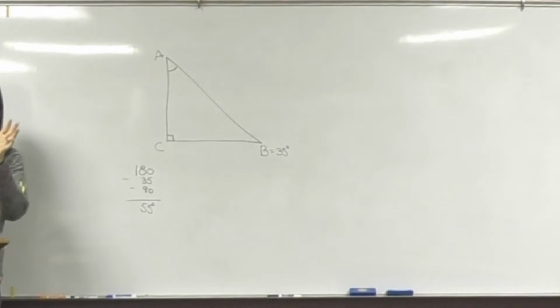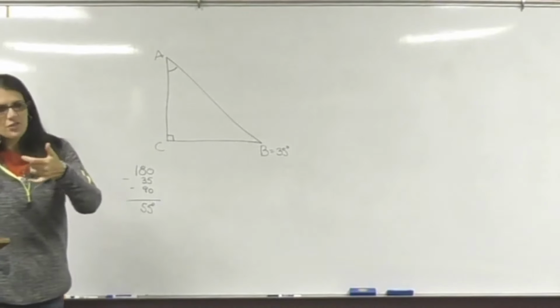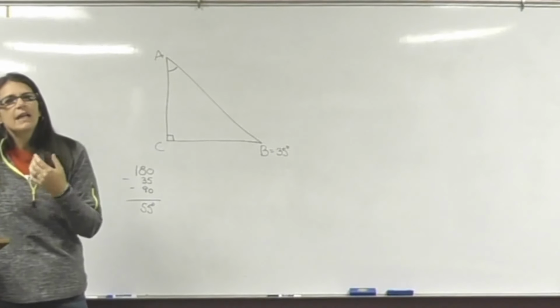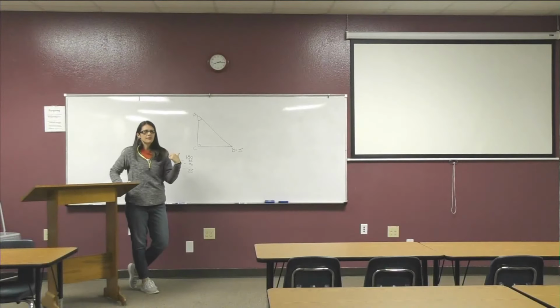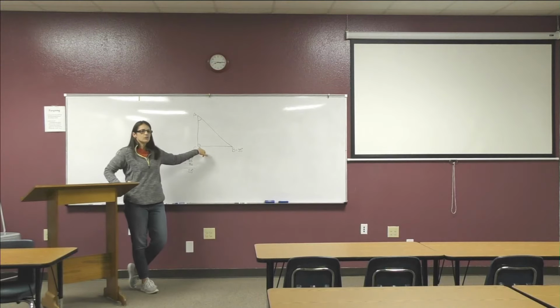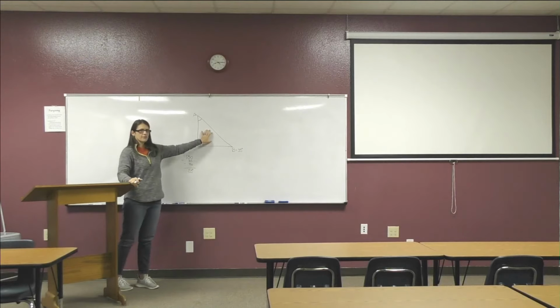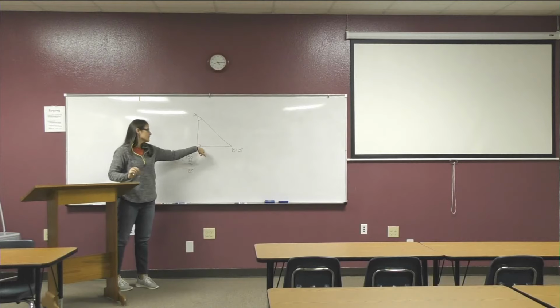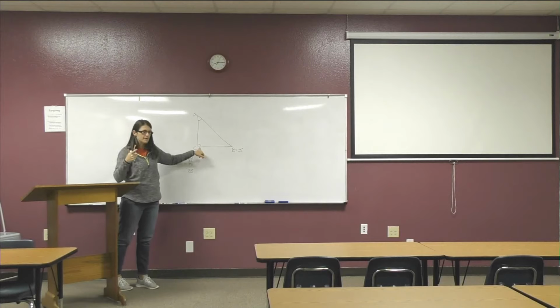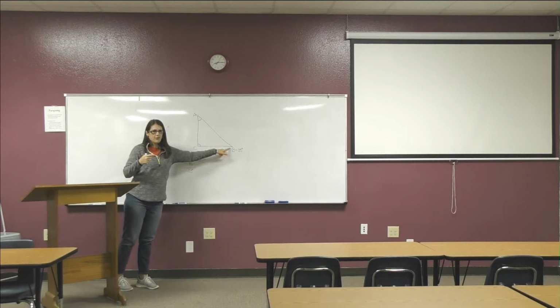The surefire way that'll work every single time. But it is to your advantage, and it's less work, if in dealing with a right triangle you just automatically take this 90 degrees out right off the top, okay? So I know that this is 180 degrees. Instantly, this 90-degree angle, when I take it out, leaves me with 90 degrees. So basically, all I'm doing is looking for the complement of this 35-degree angle, okay?